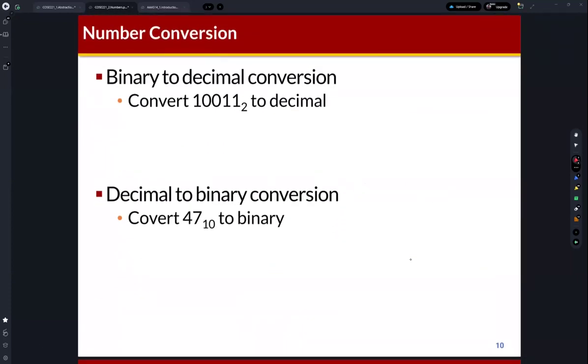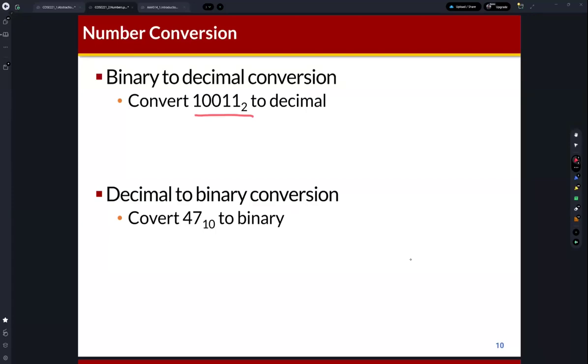Then sometimes we need to convert the binary number to the decimal number. I think it's easy, right? So how can you convert 10011 to the decimal number?